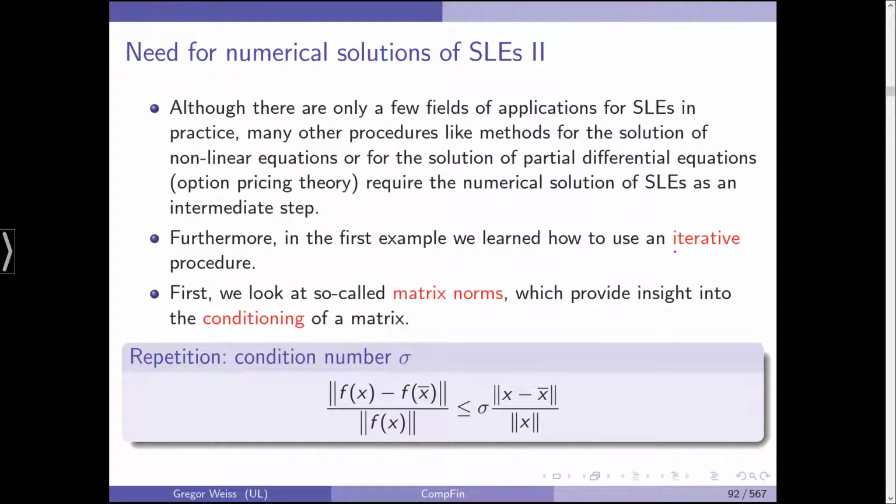Now, we need to assess the quality and accuracy of any solution, of our final solution of course, but also in an iterative procedure of the solutions in between, in step 2, step 3, etc. For this, we first look at so-called matrix norms, and we look into the condition number of such a problem. So let's repeat something from one of the very first videos, what the condition number sigma is.